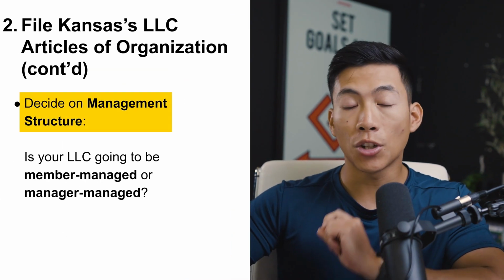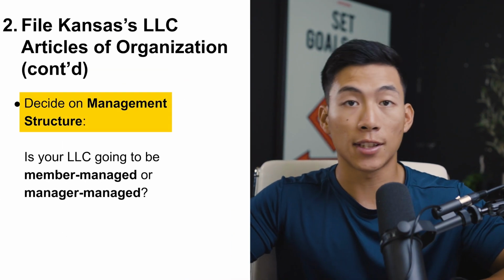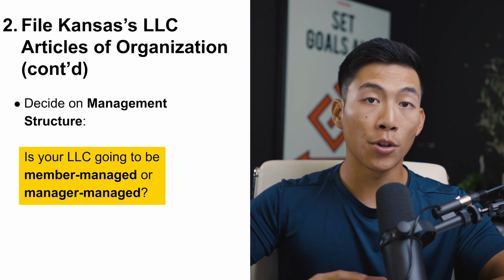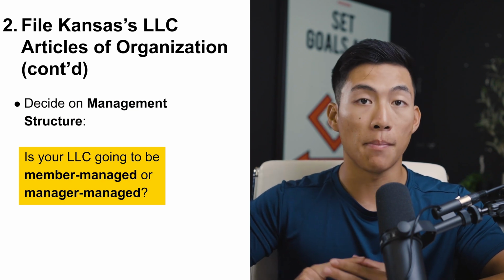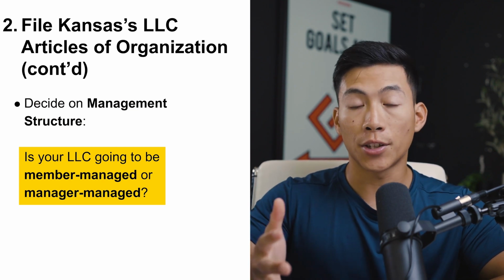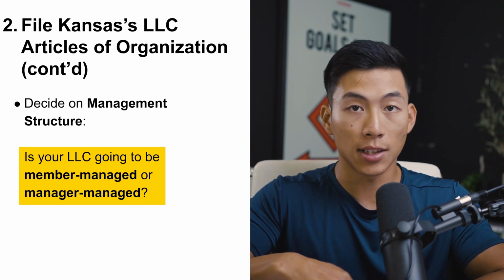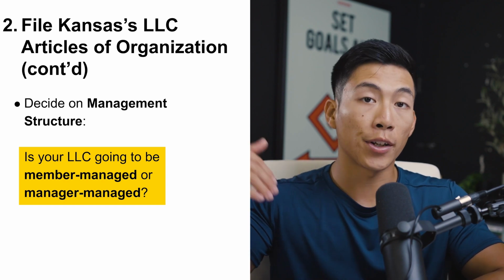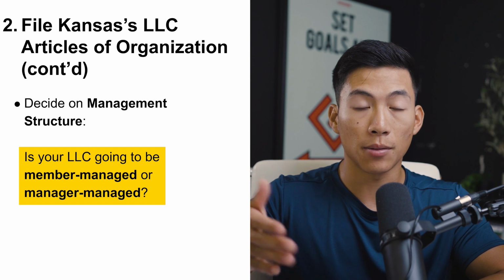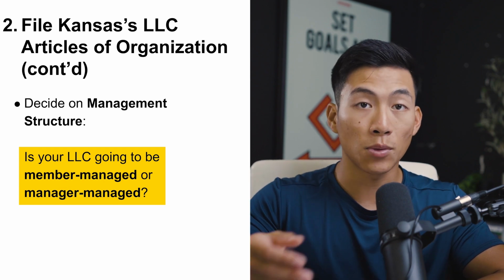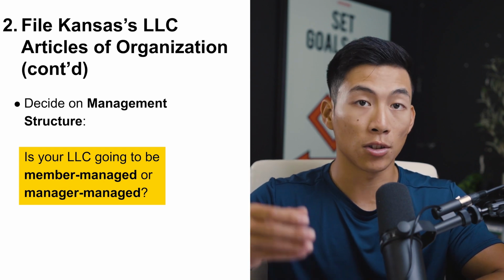Now, within your articles of organization, you're going to have to decide on your management structure. So are you going to be member managed or are you going to be manager managed? Now, for most of you guys out there, you're going to be member managed. And this basically means that the members of the LLC are managing the business. But in the rare case that you are being managed by somebody, like maybe you have an investor or something, that's when you would put manager managed on your articles of organization.